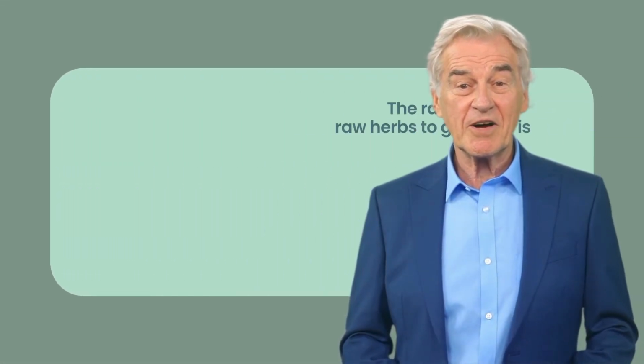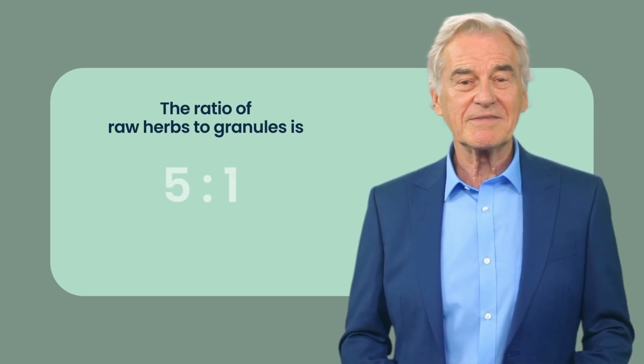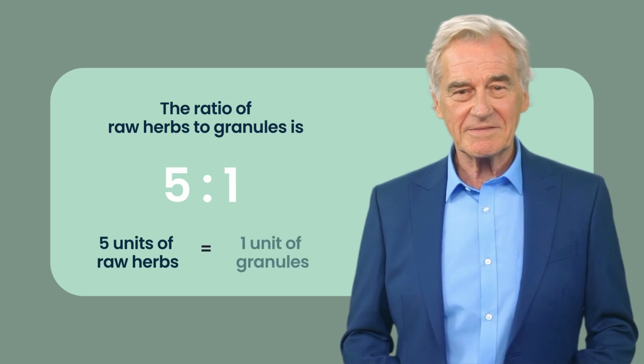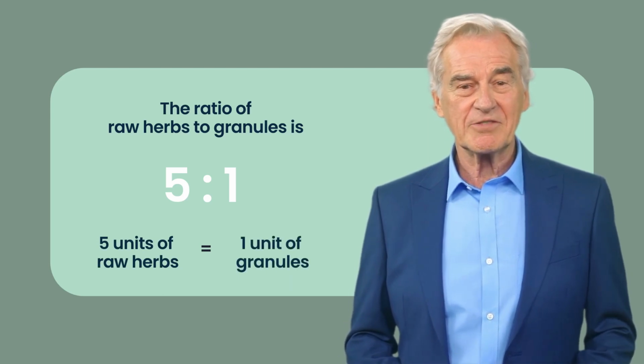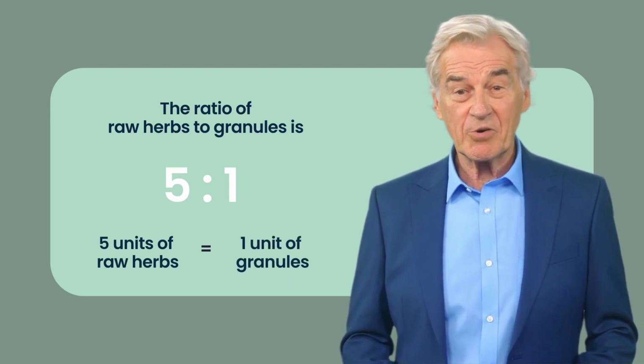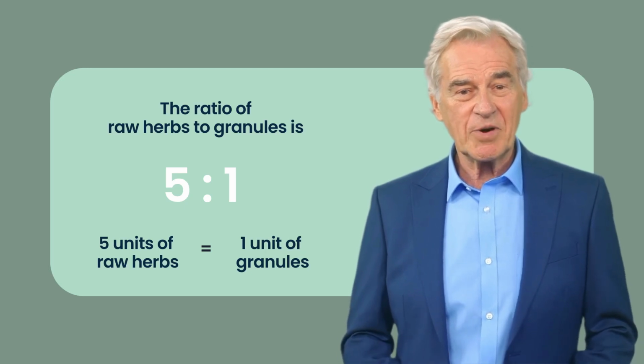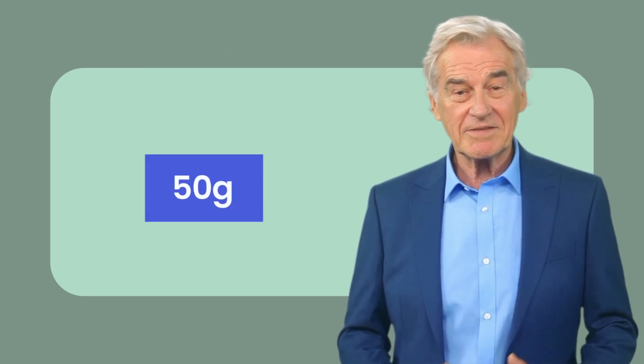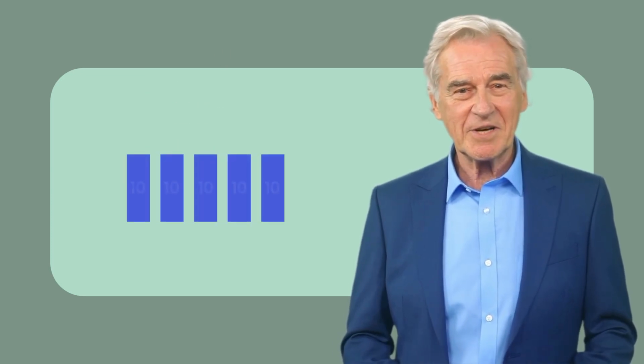Remember, the ratio of raw herbs to granules is 5:1. That means 5 units of raw herbs are equivalent to 1 unit of granules. Decide on the daily gram dosage for your patient. Based on a 5:1 ratio, simply divide the prescription weight by 5 to get the daily granules dose in grams. For instance, if the weight of your formula is 50 grams, dividing it by 5 gives a daily dosage of 10 grams.